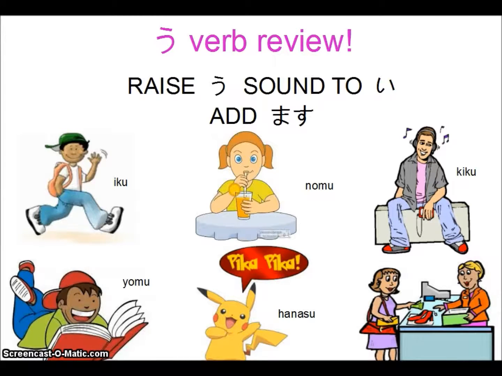Finally, this verb to buy is kau. So this one's simple. Change u to i, kai, then add mas, kaimasu.